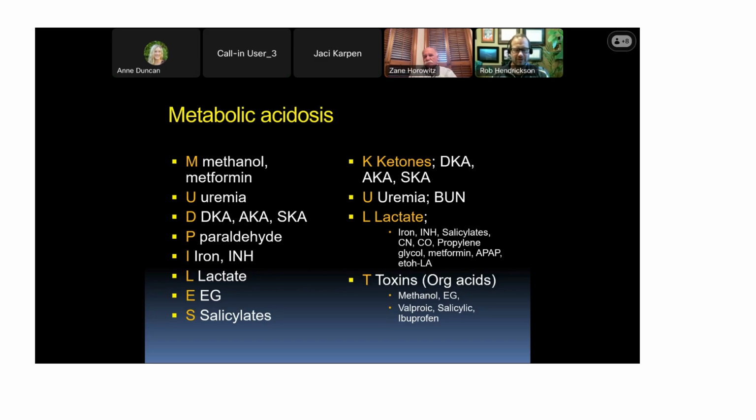The M is for methanol and metformin. Of course, metformin increases lactate, so that goes under our L for CULT. We already talked about the uremias and the ketonemias.